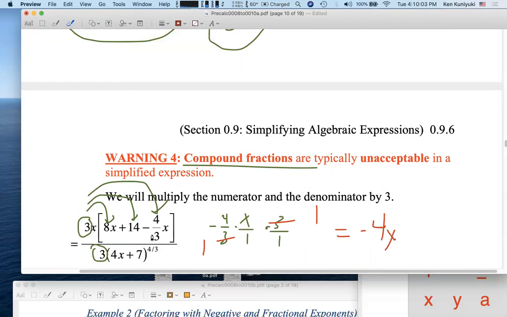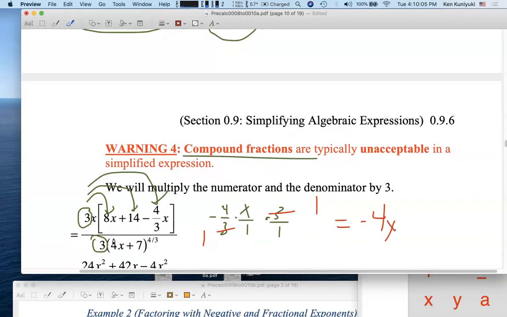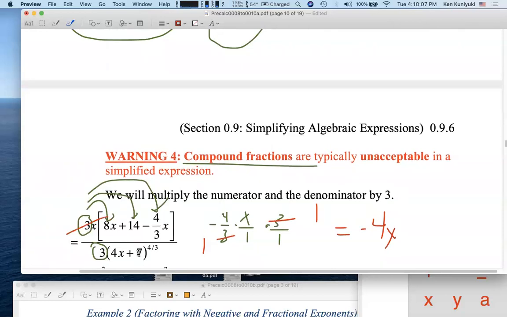Basically, the 3 here ends up killing the 3 there. But as it stands, don't just go boom, boom like that, because then you might forget to distribute into here and here. So it's very dangerous to strike these. Okay, do side work. Maybe do this part here as side work.